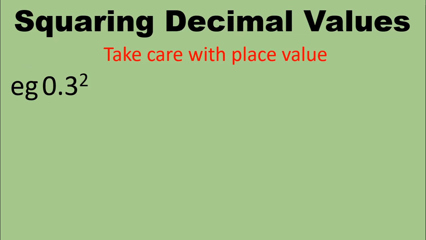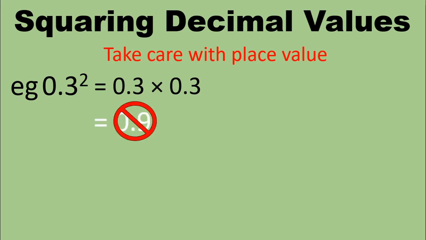Next, let's look at squaring decimal values. Take special care with the place value. Here's an example, 0.3 squared. I know what you're thinking. 0.3 times 0.3, I'll just do 3 times 3, that's 9. So it'll be 0.9, right? Wrong. The 9 is in the wrong place value.